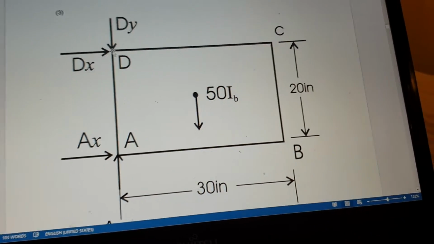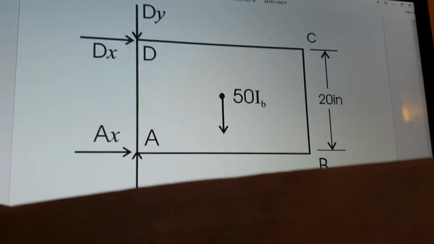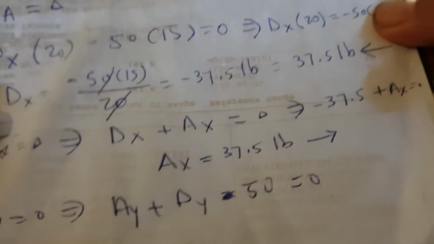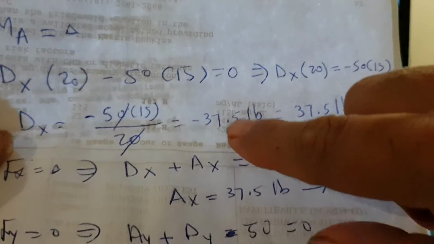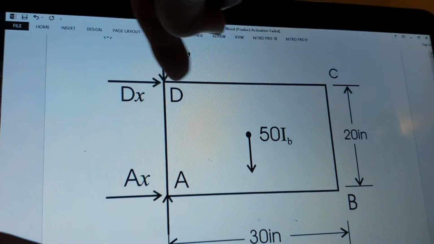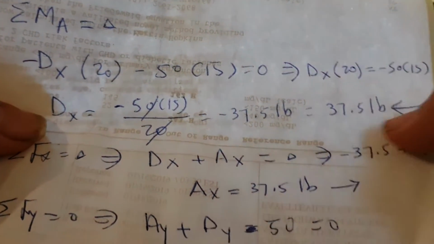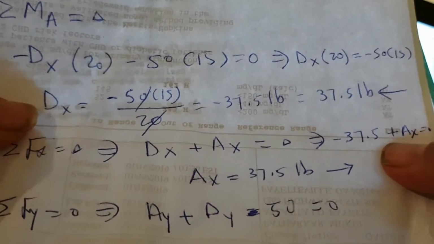this is going to give you another. I'll do this one more time. If you look at the things, summation of moment at A equal to 0. We did the same thing, and dx would be equal to 37.5 pound negative. I assumed that here dx is positive, so the actual dx direction is 37.5 pound and it's in the negative direction.